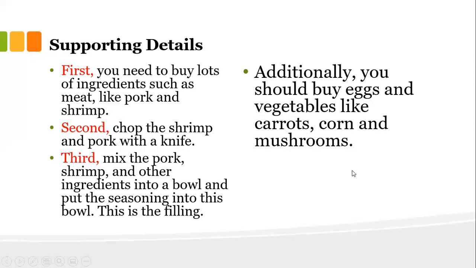Okay. So we are talking about buying ingredients, eggs and vegetables. So this would follow the first step. First step is buying lots of ingredients. The most important ingredients you can see are listed first, pork and shrimp. But additionally, in addition, you should also buy some of these other ingredients.